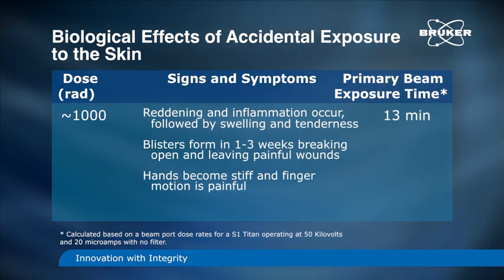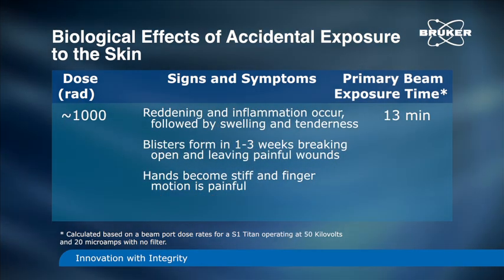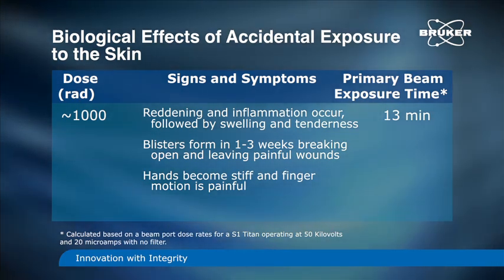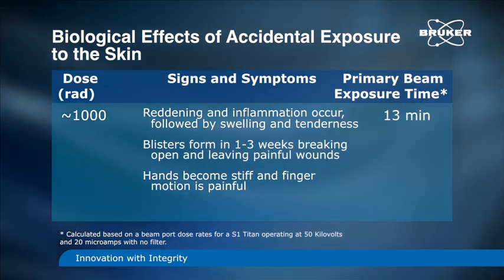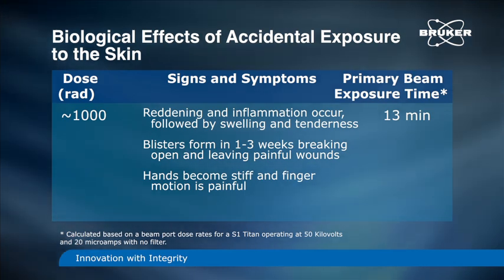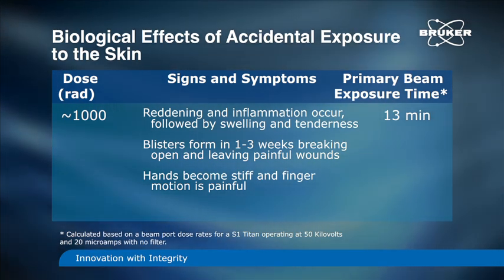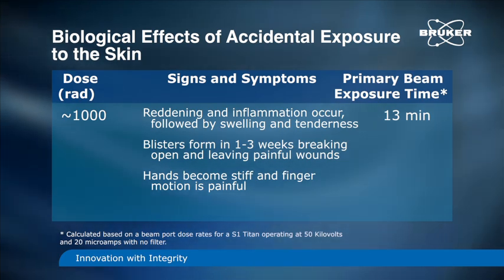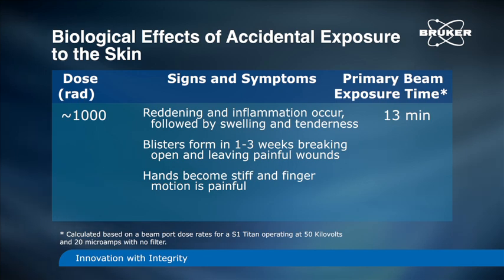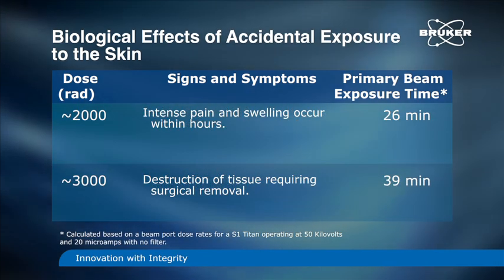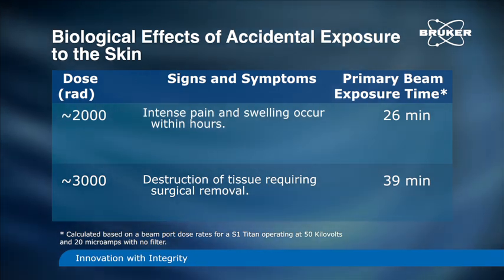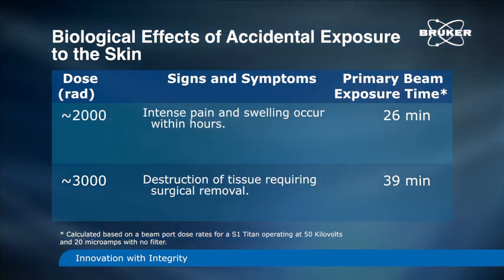An acute dose of approximately 1,000 rad or 10 gray to a body part causes serious tissue damage similar to a second-degree thermal burn. Reddening and inflammation occur, followed by a swelling and tenderness. Blisters will form within 1 to 3 weeks and will break open, leaving raw, painful wounds that can become infected. Hands exposed to such a dose become stiff, and finger motion is painful. An acute dose of approximately 2,000 rad or 20 gray to a body part causes severe tissue damage, similar to a scalding or a chemical burn.